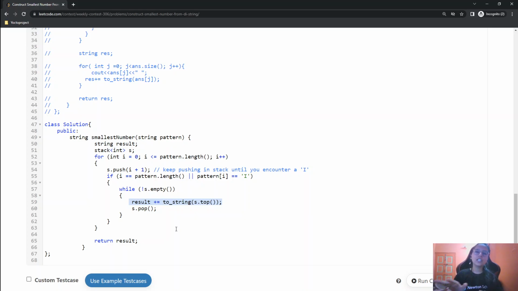So now comes the part when D comes. Both of the conditions written in this if are not satisfied, right, and D comes up. So till then it will just go into our stack, push and then push and push. It will go on until it encounters an I, and when it encounters an I, at that moment it will check what is at the top. So from there it will go on in decreasing order.